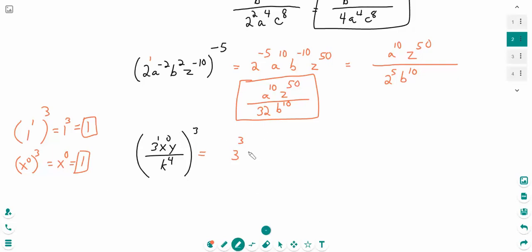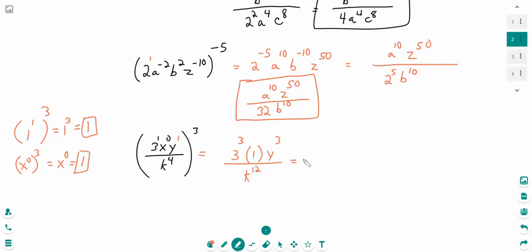So maybe just to be clear, I'll throw that 1 in here. This is still being multiplied by a 1. Okay? This x to the 0 raised to the 3rd is just going to be a 1. Then we have our y raised to the 1st times a 3 is going to be y to the 3rd over, well, we need to do this guy also. He's in the denominator, but we still need to raise him to the 3rd power. So k to the 4th to the 3rd is going to be 4 times 3, which is 12. So this is going to be k to the 12th.